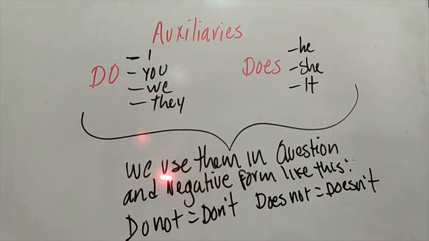It says, we use them in question and negative form like this. For example, in the negative, that's going to be do not, which is equal to don't, and does not, which is equal to doesn't, right? That's the way that we're supposed to work with this one.